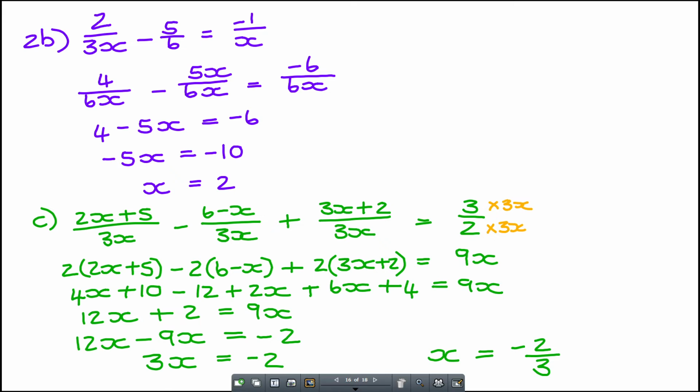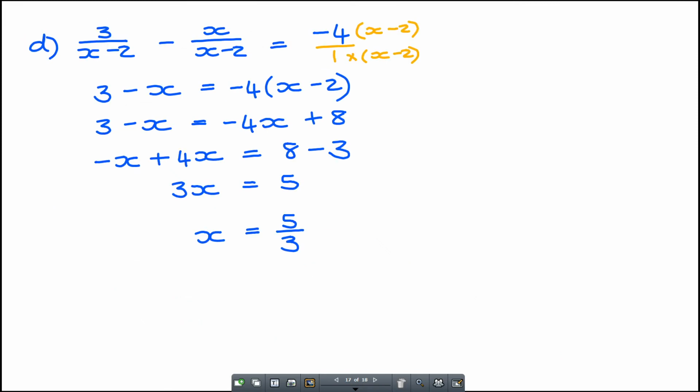You done? Anyone else still copying? Okay, there's D. So my denominator, the first and the second term, is x minus 2. So on the right hand side of the equal sign, I also want to make my denominator x minus 2. So what I do is I want to multiply with that. And when I multiply with that at the bottom, I also have to multiply with that at the top.